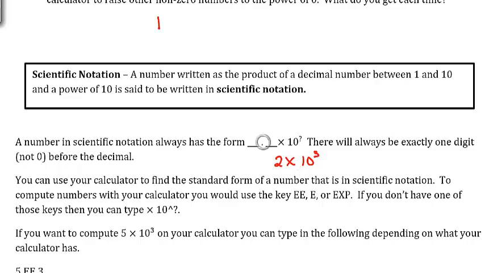You don't need to have a decimal point and other numbers beyond that, but this is always some non-zero number. So this will never be a 0 in this position. And then, again, you may or may not have stuff after the decimal. And then times 10 raised to some power.